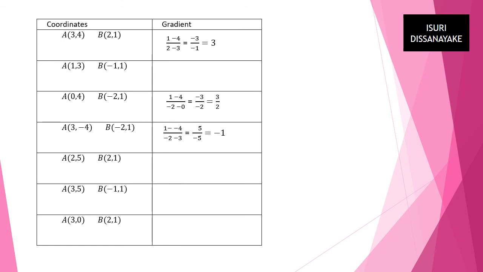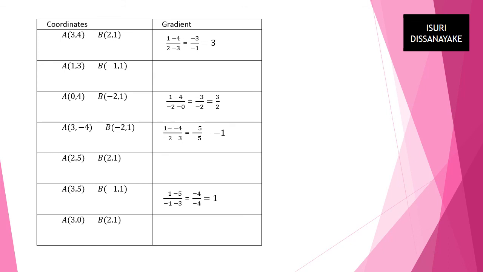For the next one, again, first you subtract the two y coordinates, then you subtract the two x coordinates. So we'll start with y. 1 minus (-4). Look at this. It's 1 minus (-4), divided by the x coordinates, starting with minus 2 minus 3. That's minus 2 minus 3. So we have 5 divided by minus 5, which is equal to minus 1.